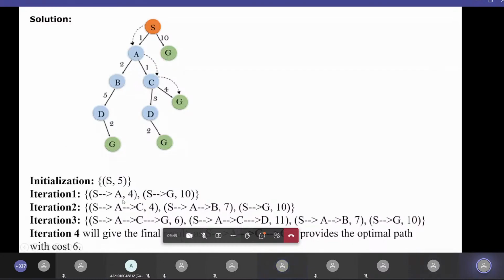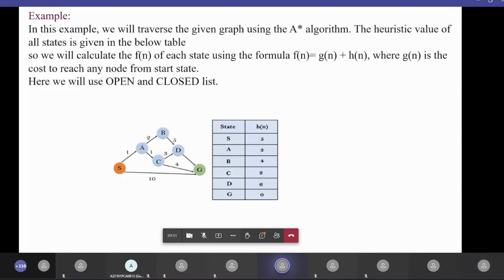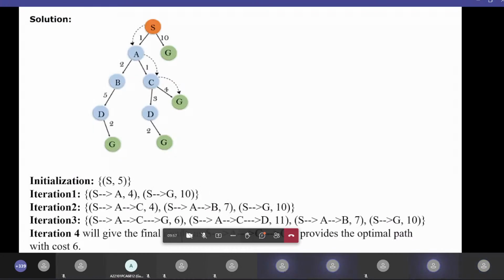To reach A from S, what is the value? One. The H value of A is three. Adding 1 and 3, that is called four. They have given the value here. Okay? Now from A, what all can we reach?